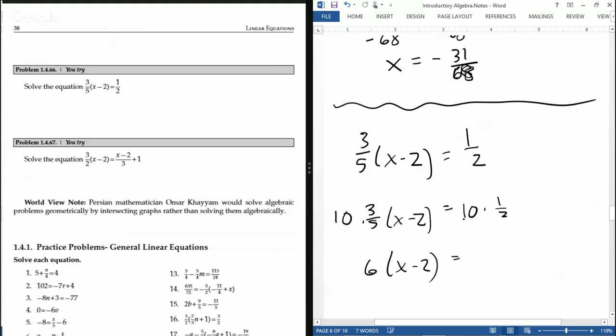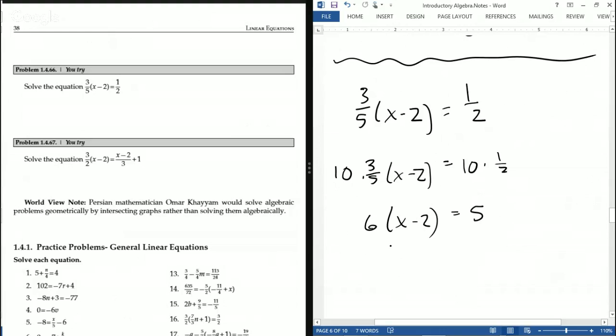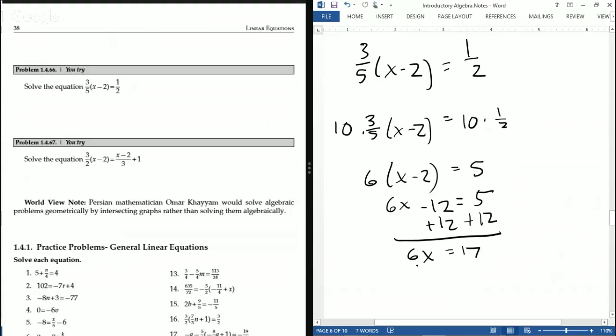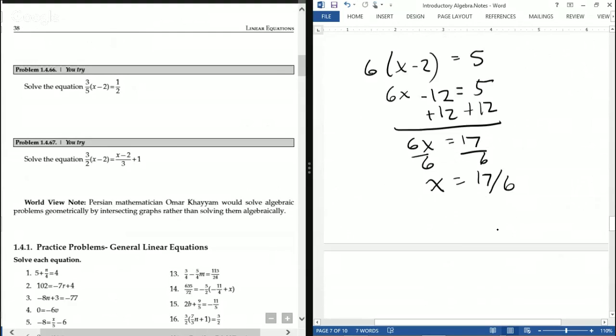Now on this side, I got to do 10 times 1/2. Well, 1/2 of 10 is 5. Now let's simplify the left-hand side. It's unsimplified. I need to distribute my 6. I need to isolate my x term, so add 12 to both sides. And now I just need to divide both sides by 6. Okay, so I'm getting 17 over 6, and I cannot reduce that. That is the answer.